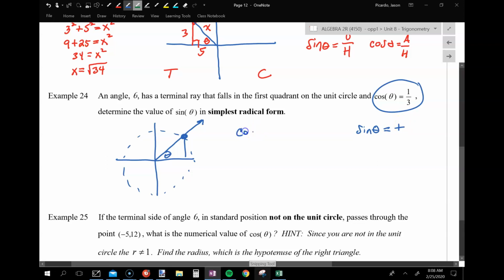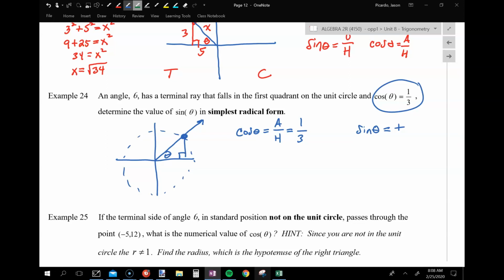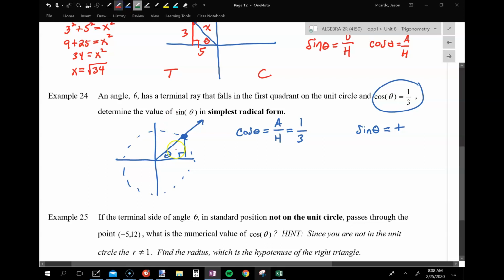What was my ratio for cosine again? My ratio was A over H. Well, in this picture, based on what I was given, the length of A is 1, the length of H is 3. Which one of those should I label first? I always like labeling the hypotenuse first, right? So the hypotenuse is of length 3. The one adjacent is the one that's next to it, because the one across from it is the opposite one. So this is my length 1, and this is the one I got to find.